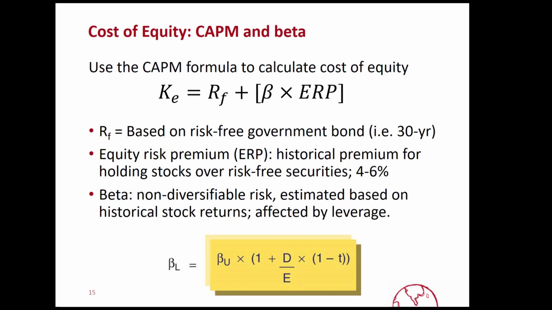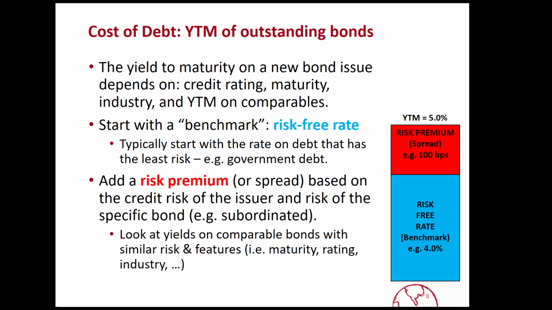You know how to measure beta. You also know how to modify beta by unlevering it and relevering it as a company changes its capital structure.